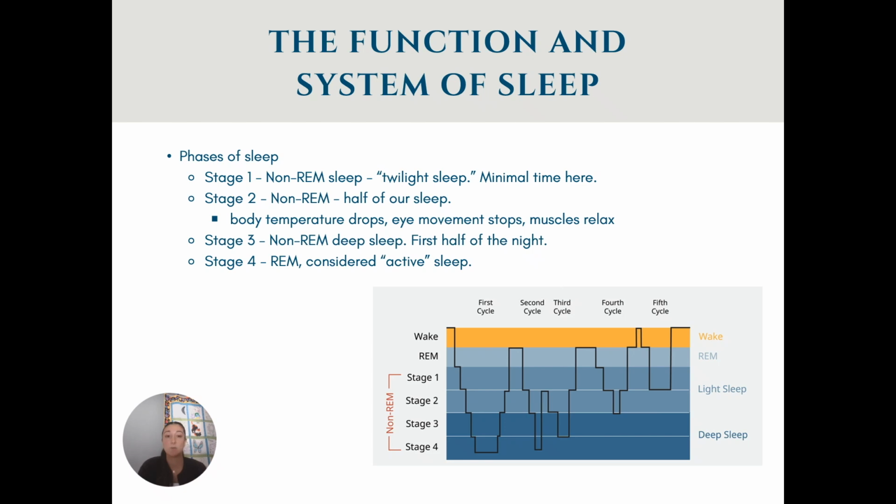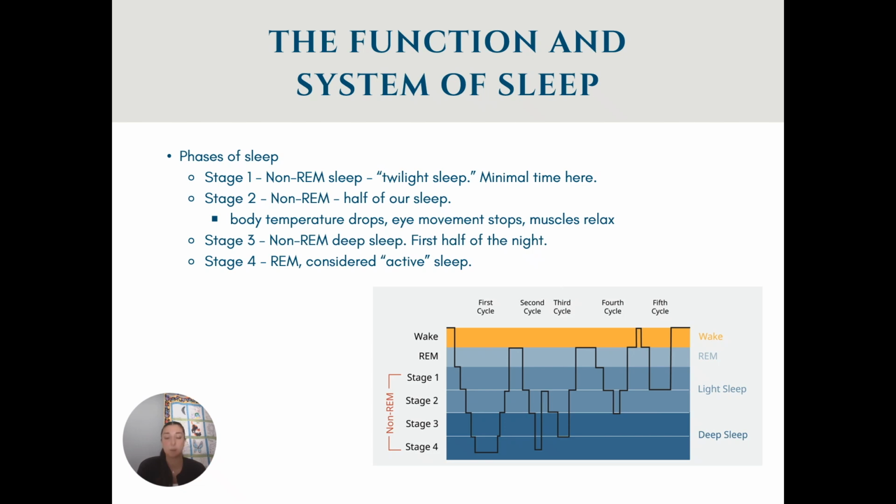Stage 4 is what we call REM sleep. This is where most vivid dreaming happens. REM sleep is considered active sleep because the brain is highly engaged, and you may see small movements like twitches, even though the body's major muscles are temporarily paralyzed to prevent acting out dreams. As the night goes on, we spend more time in REM and less in deep sleep. For sleep to truly be restful, the body needs to move through this entire cycle, stages 1, 2, 3, and REM, about 4 to 5 times a night.